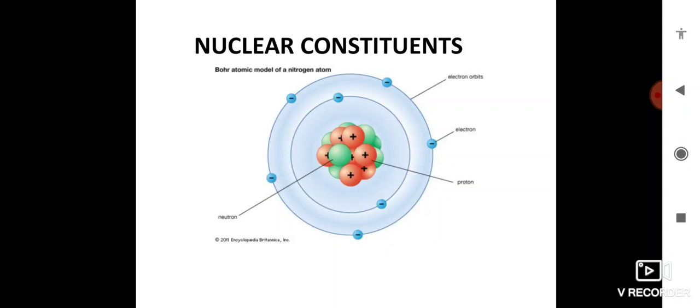After the discovery of the neutron in 1932 by James Chadwick, it was suggested that every atomic nucleus is composed of protons and neutrons. A proton is a positive charge of the nucleus, it is positive charge.